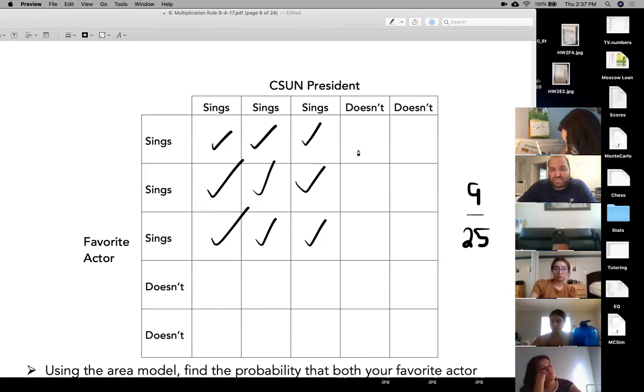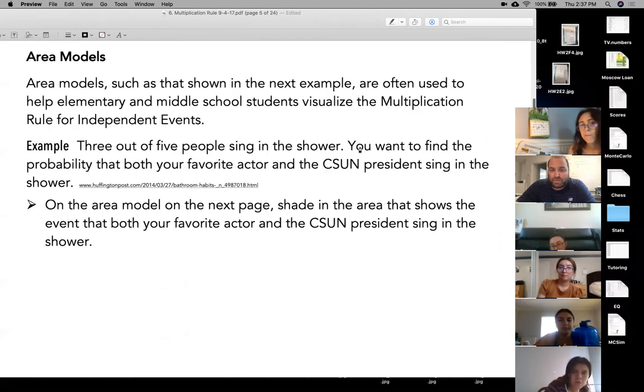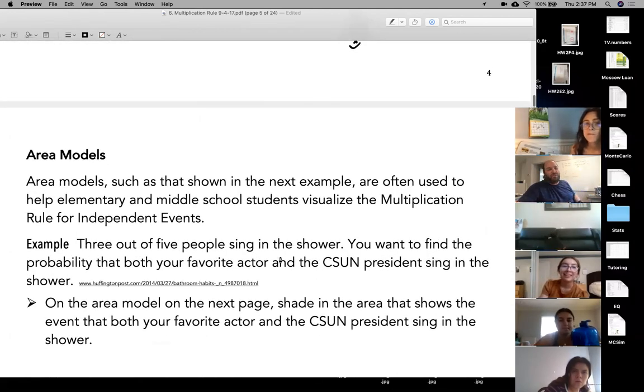Well, what's the probability that the CSUN president sings in the shower? Can you please repeat the question? What is the probability that the CSUN president sings in the shower? 3 out of 25? No, we're going to read the question. 6 out of 25? No, stop talking.